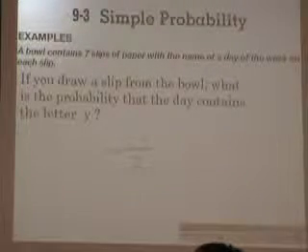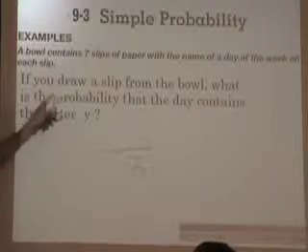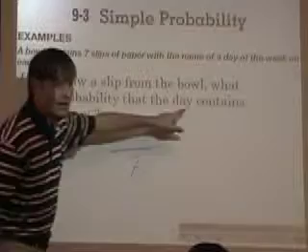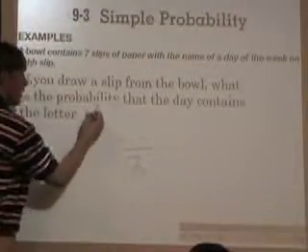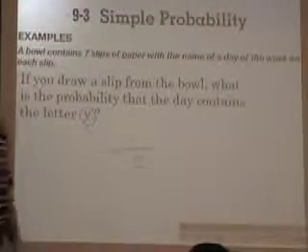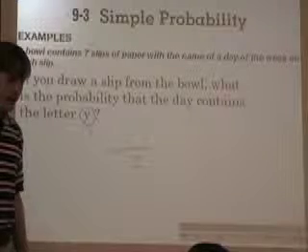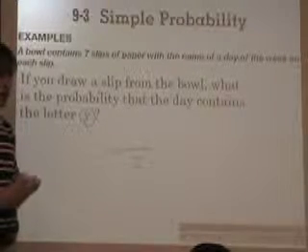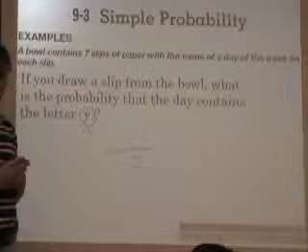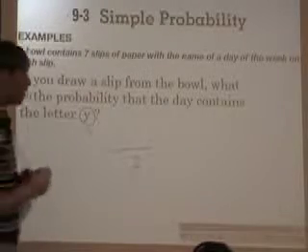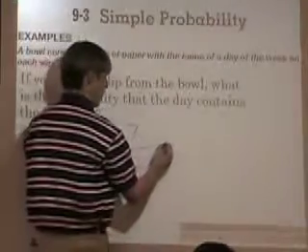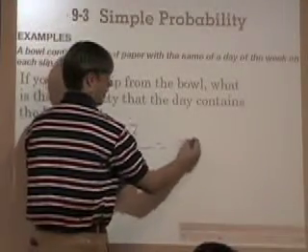Okay? Now it says if I draw a slip from the bowl, what's the probability that the day that I draw out ends in a Y or has a Y? Well, every day in the week has a Y, doesn't it? Monday does, Tuesday does. Every day has a Y. So what's the probability of me drawing a Y? 7 out of 7, which is what, Parker? 100%.